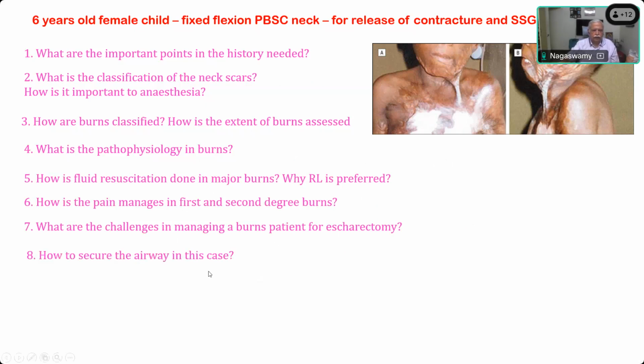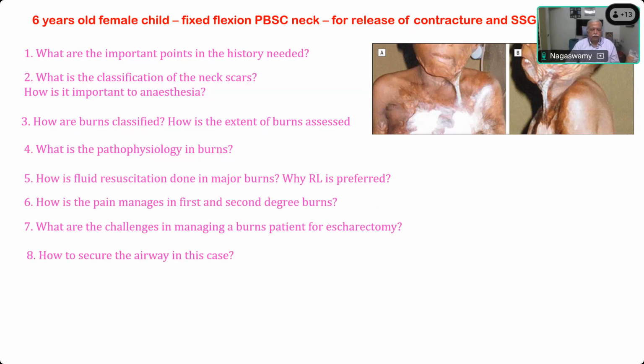Now, how to secure the airway in this case, especially this contracture, this particular case that they have given you? What are the methods of securing the airway? The answer they expect you is 3 answers they expect in the exam. What is the first option? Awake fiber optic intubation. Fantastic. Under topical anesthesia. That is the complete answer.